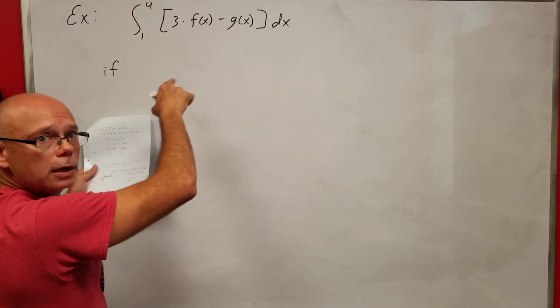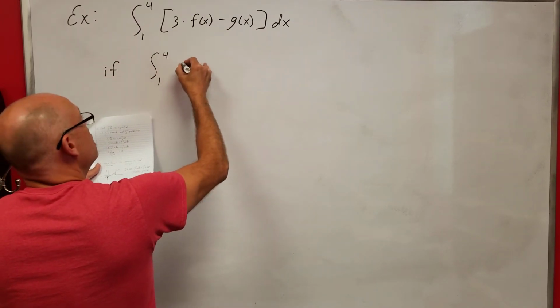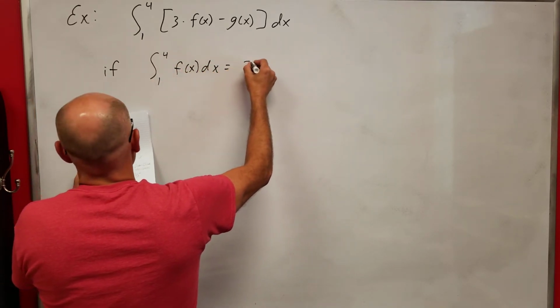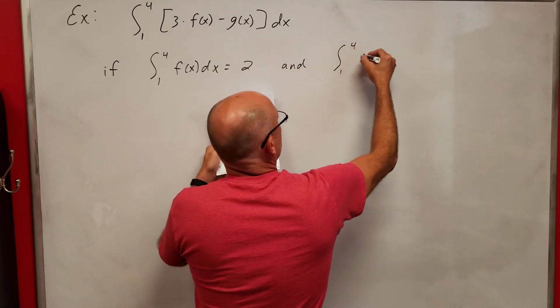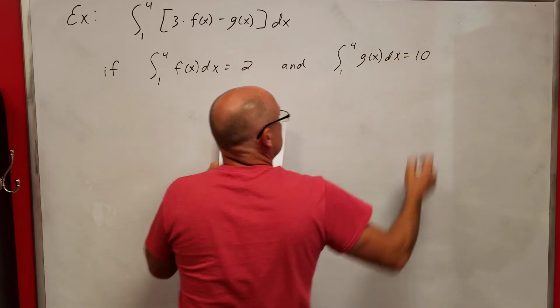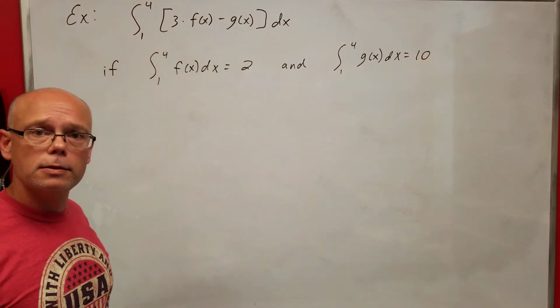So in other words, they're giving you some stuff here. If the integral from 1 to 4 of f of x is 2, and the integral from 1 to 4 of g of x is equal to 10. So they're saying if you're given these, find this.